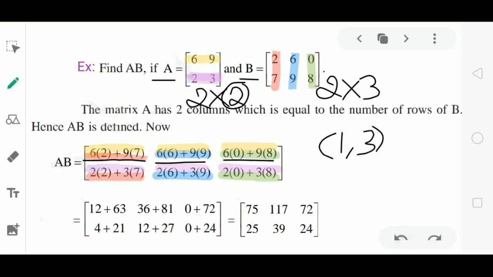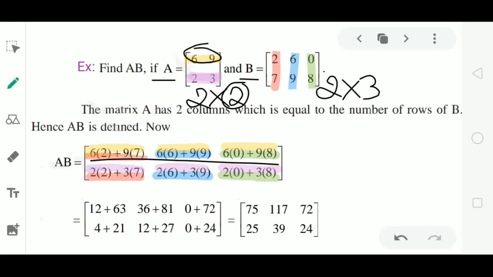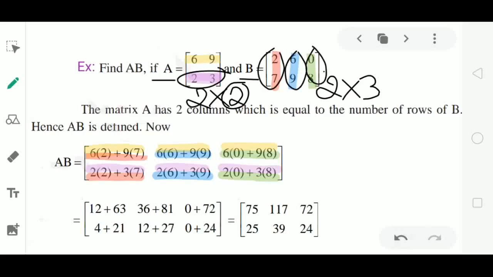Now observe here, to find the elements of first row of AB, we have multiplied first row of A with each of the columns of B. Once we multiply first row of A with all the 3 columns of B, then we go for next row of A, that is second row of A, and again we multiply second row of A with each of the columns of B to get elements of second row of matrix AB.